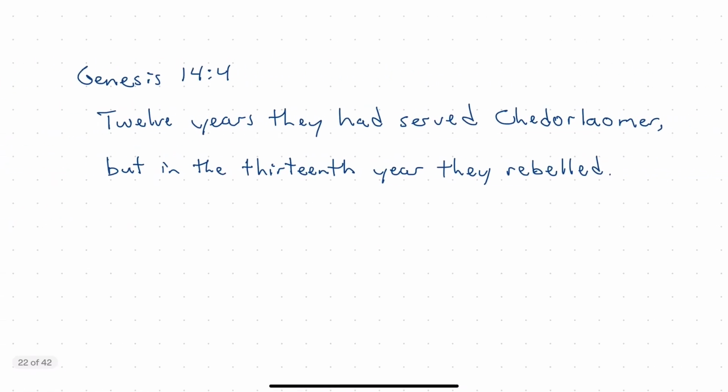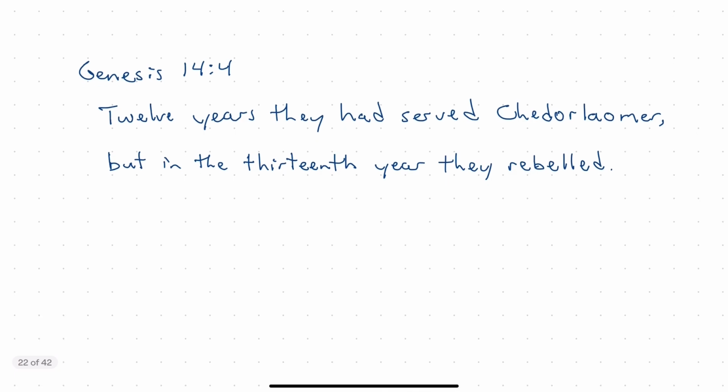Here I have Genesis chapter 14, verse 4. 12 years they had served Chedorlaomer, but in the 13th year they rebelled. If you remember the city-state warfare going on in Genesis chapter 14, this is what's being described there.